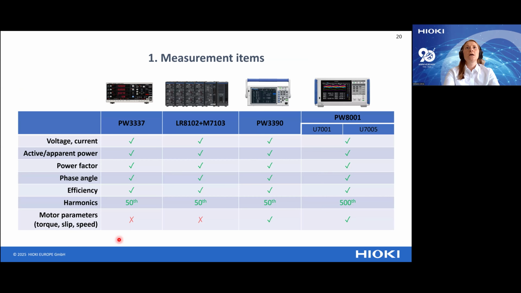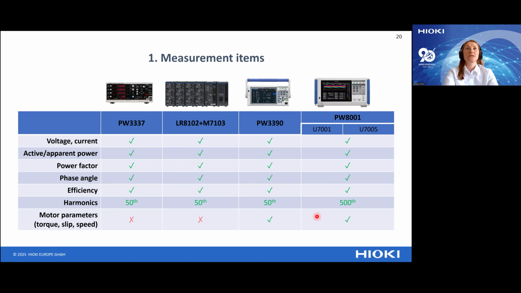Looking at the basic specifications or the basic measurement items of these different devices, you can see that they can all measure standard components like voltage, current, and power. And they can also all measure efficiency, for example. And looking at harmonics, this is the first difference you can see: most instruments can measure up to the 50th harmonic, except the PW8001, which goes up to the 500th harmonic.